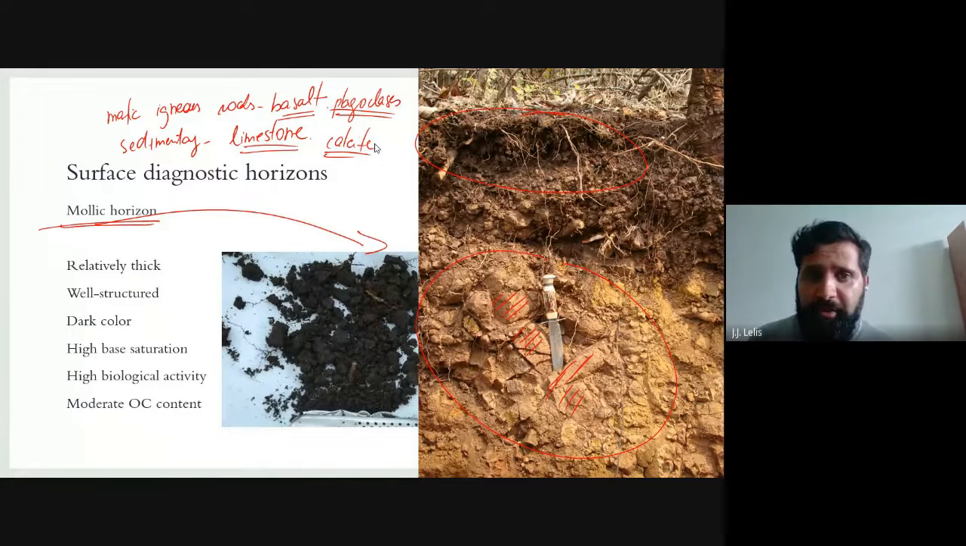So parent materials that present a high content of calcium could favor the formation of a surface horizon with moderate to high organic carbon, and this organic carbon is preserved by chemical bonds with calcium.